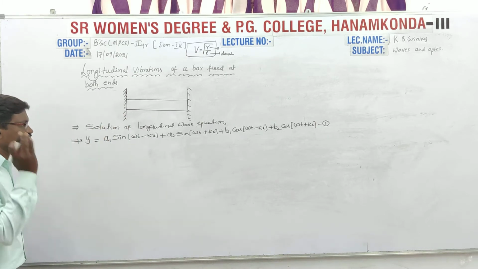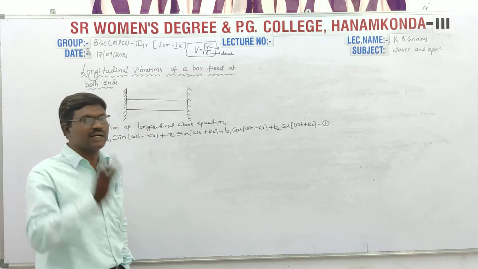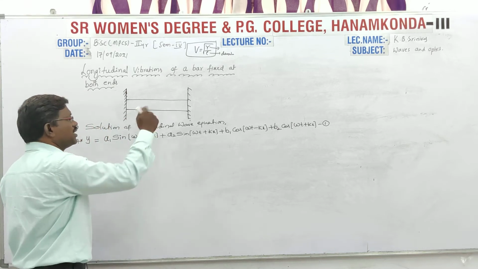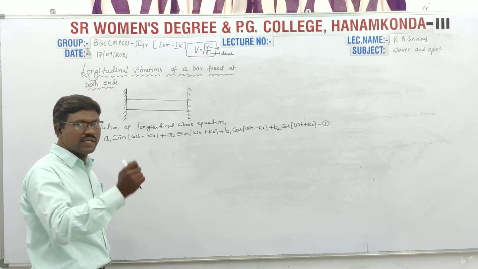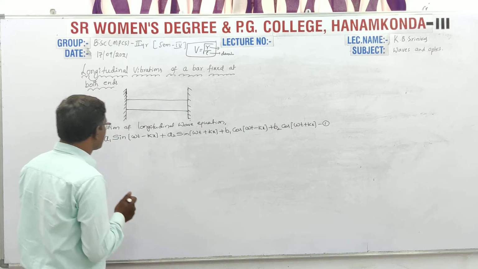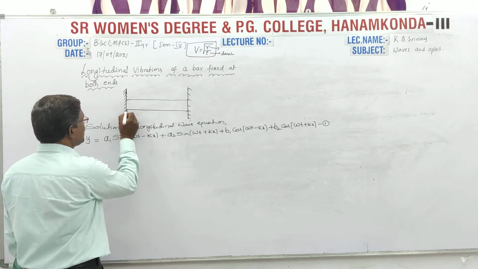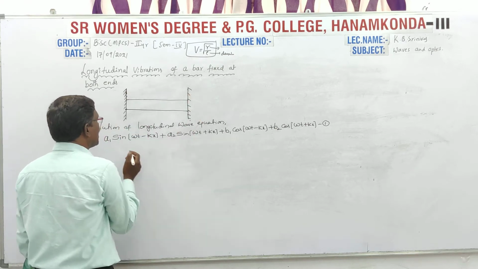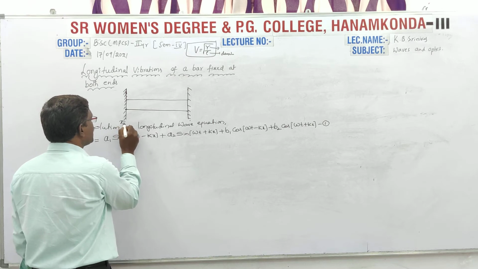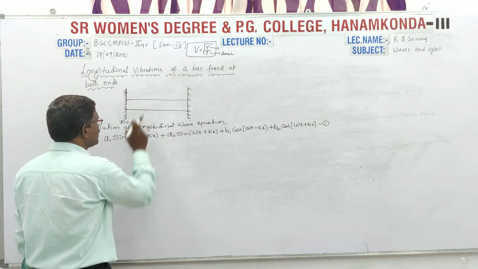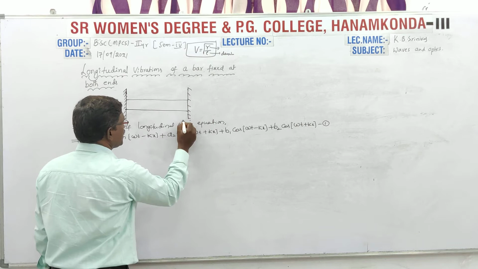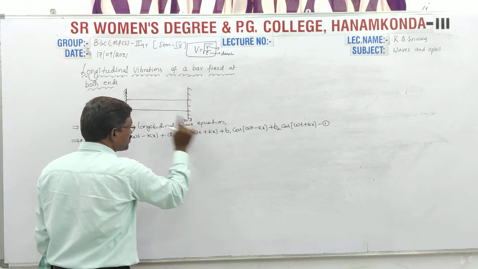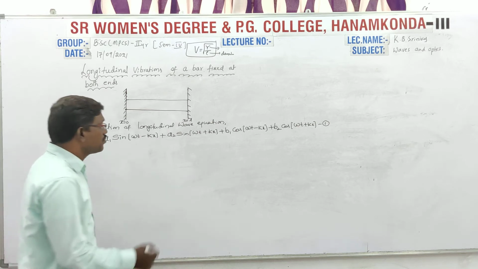So first of all, we have to write boundary conditions for this diagram. Imagine this bar is producing some longitudinal vibrations. What is the displacement of the bar at this point? Let us imagine the length of the bar to be L. Let this be the x equal to 0 position. This is the x equal to L position. That means the length of the bar is equal to small l.